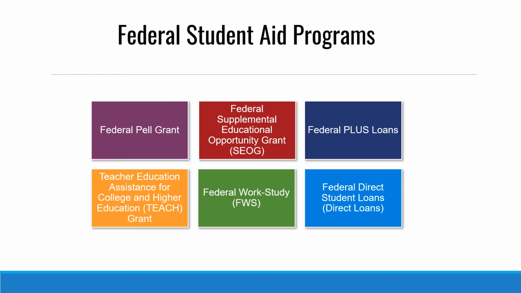Federal Work Study is a job that a student does on campus. It's just the funding for their paycheck that comes from Federal Work Study. We have the Federal Direct Student Loans, which the student takes out, and then the Federal Plus Loan, which the parent takes out.